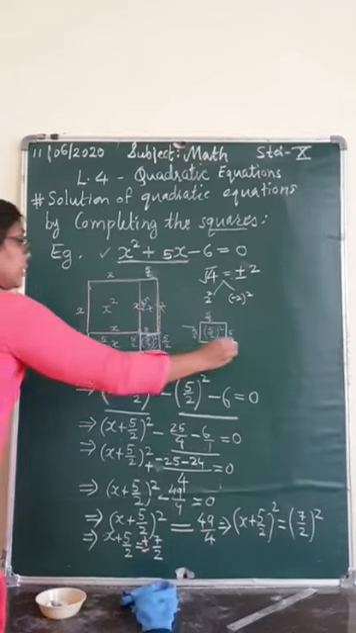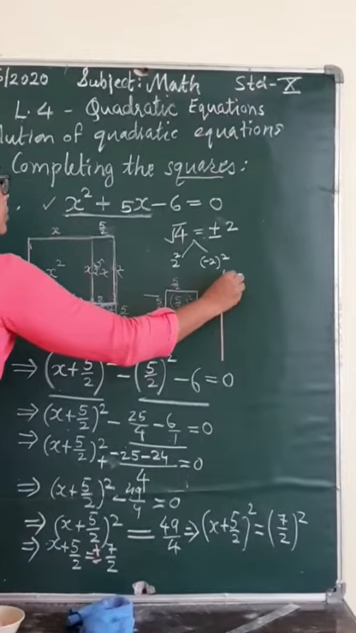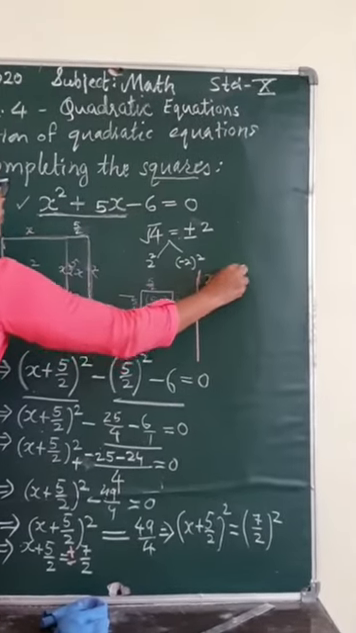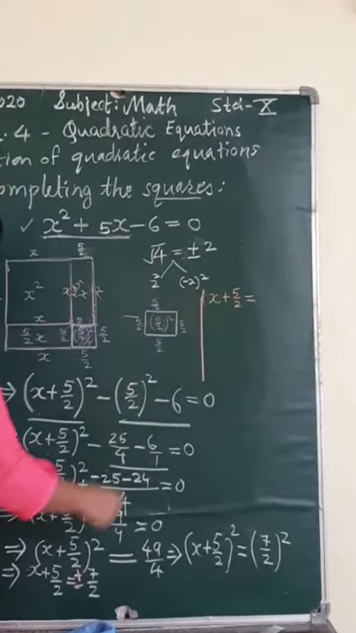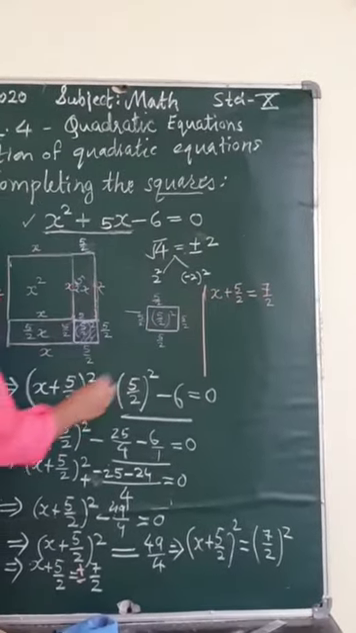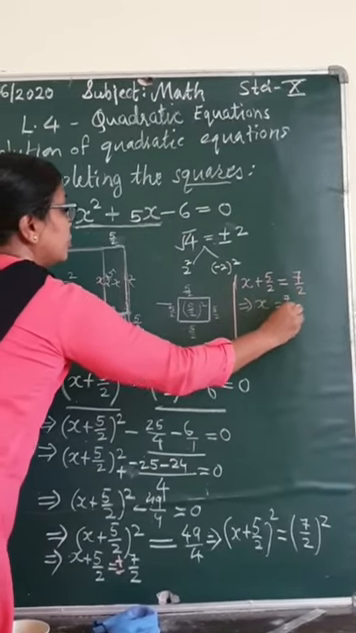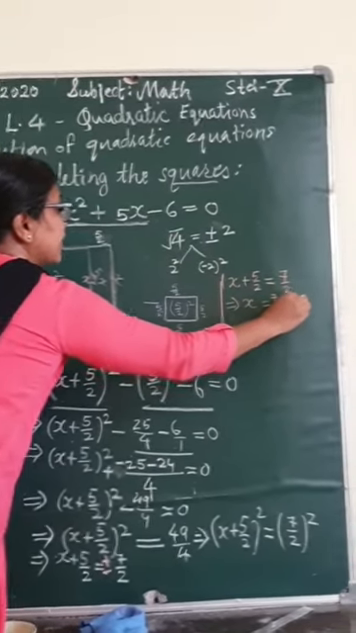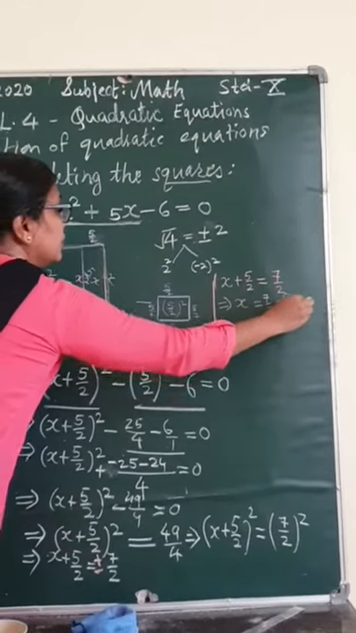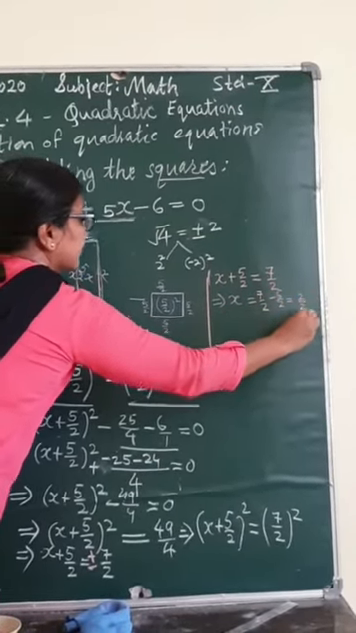So I am solving it here, the roots of this. Suppose we have x plus 5 upon 2 equal to plus 7 upon 2. Then that gives us x is equal to 7 upon 2, transposing this, we get minus 5 upon 2, and then it is 2 upon 2, which is 1.